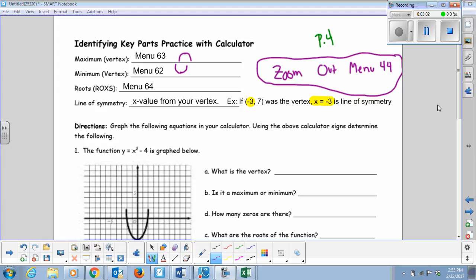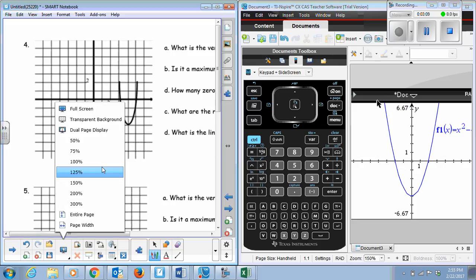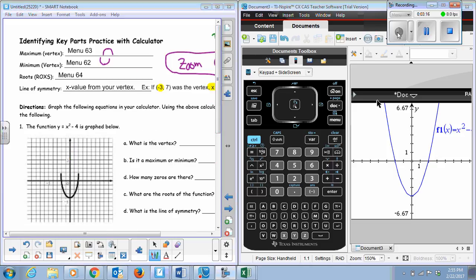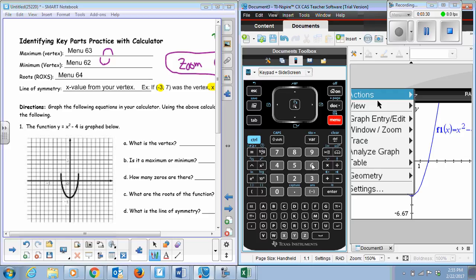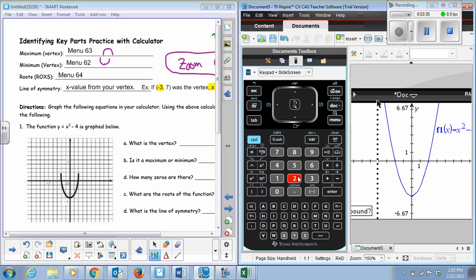Okay, so now let's go ahead and finish the problem. So this is asking me for my vertex, and I think I'm on the wrong page. Okay, here we go. Sorry about that. So vertex. So I'm looking at my shape and I say, okay, it's more like a bowl. So this is a minimum. This is 6.2. So I'm going to go into my calculator and I'm going to press menu 6, which is analyze, and 2 for a minimum.